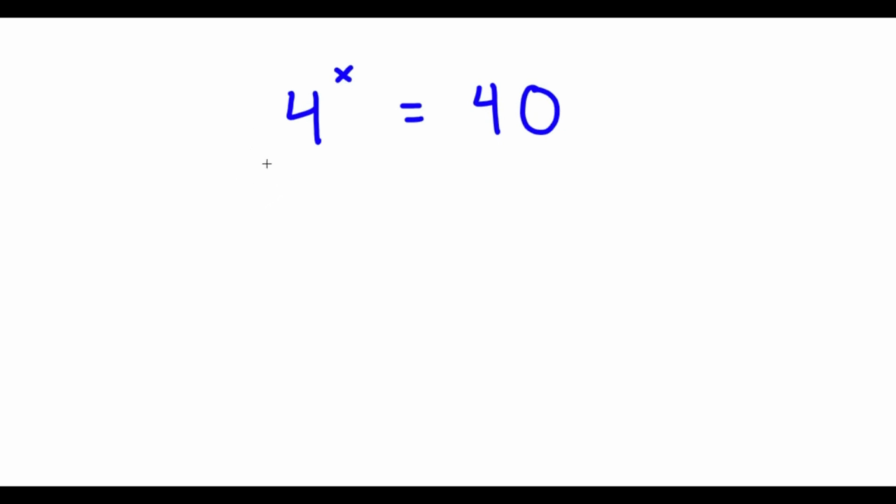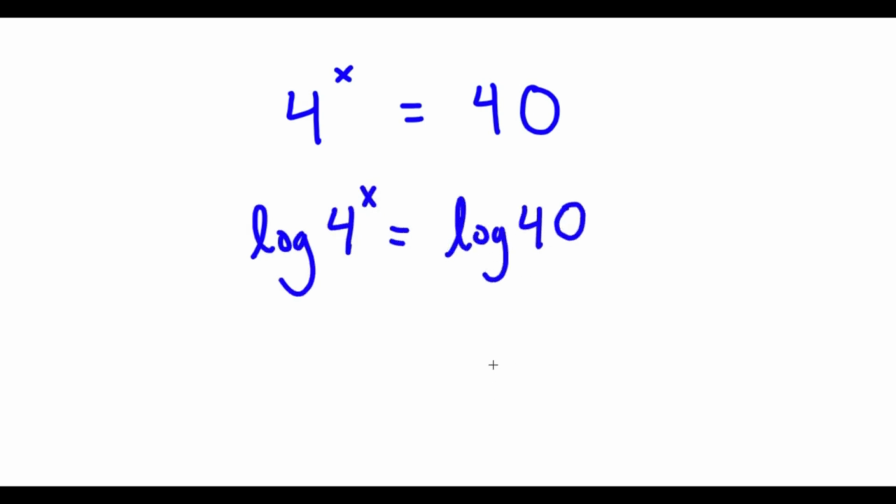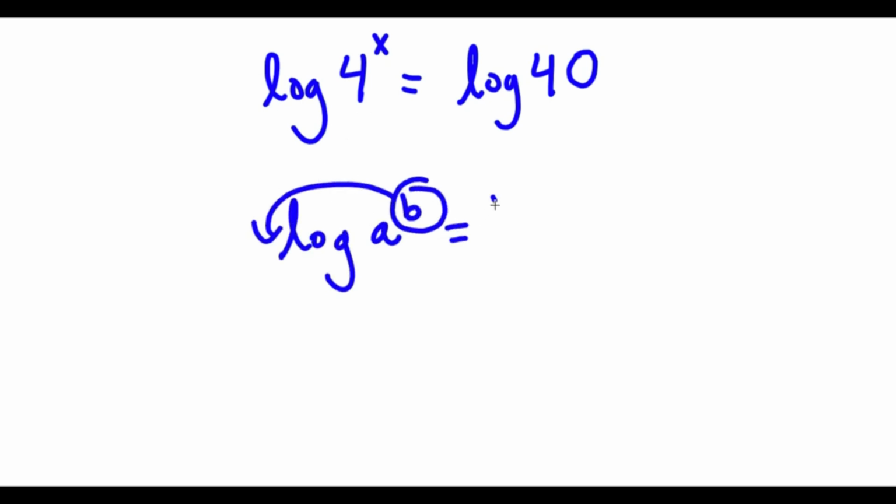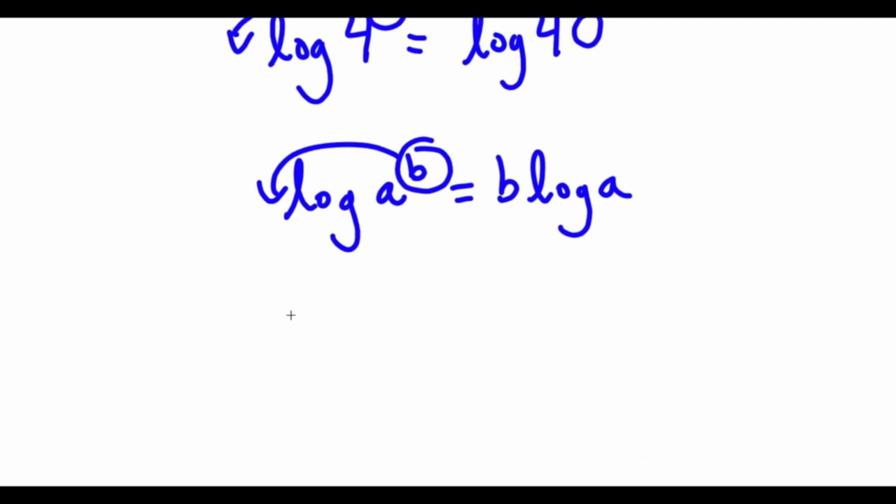All right, so in this problem, I have 4 to the power of x is equal to 40. To solve this, I'm going to first start by taking the log on both sides. So now I have log of 4 to the power of x is equal to log 40. Now, if I have something in the form log a to the power of b, I can move this exponent b to the front. So this is equal to b times log a. In this case, I have log 4 to the power of x, so I can move x to the front.